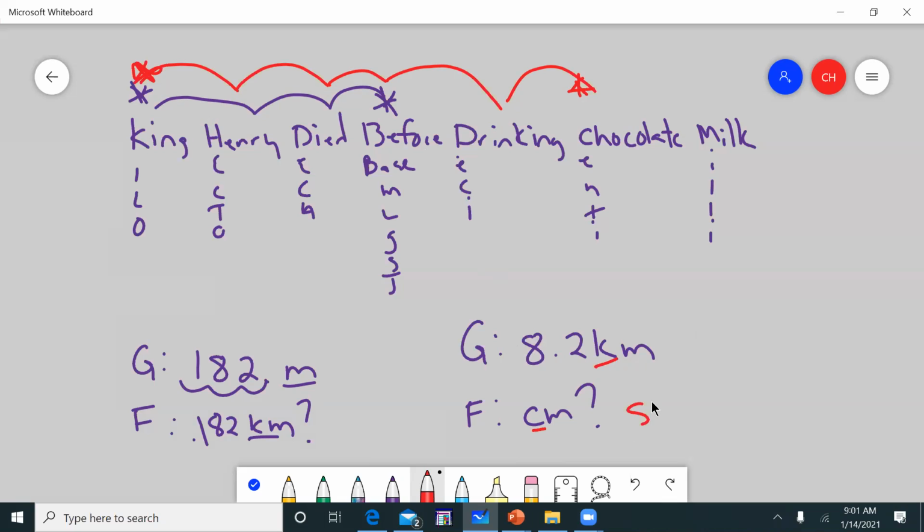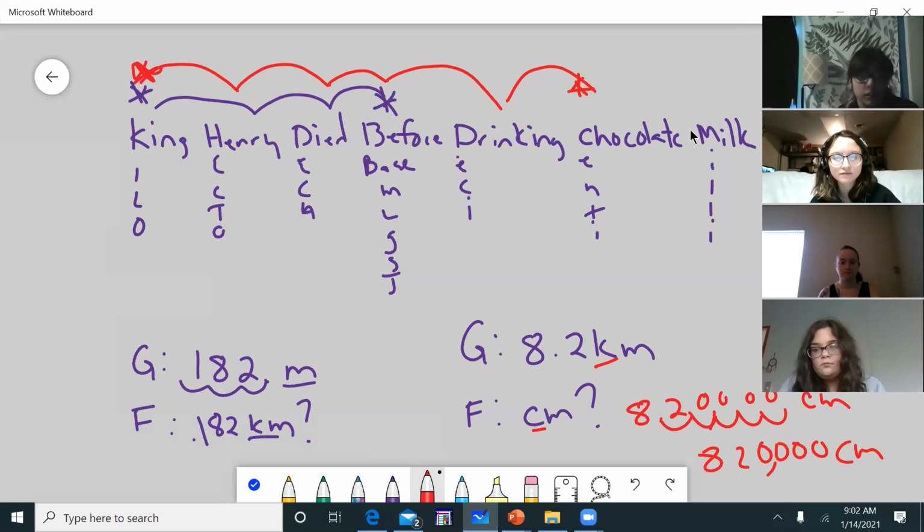So my 8.2 is going to go 1, 2, 3, 4, 5. I'm going to fill in those empty spots with zeros and add my units. So it becomes 8, 2, 4 zeros, comma here. So 820,000 centimeters.